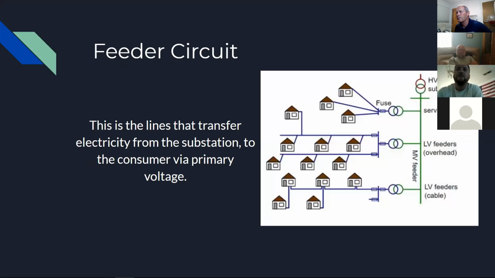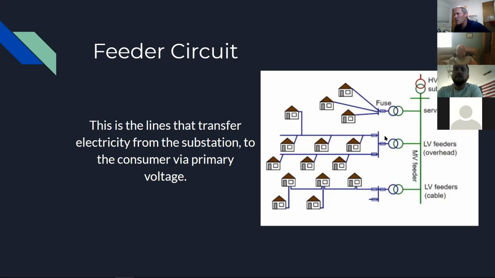And then you got your feeder circuit, which is the lines that transfer electricity from the substation to the consumer via primary voltage. Okay. Kind of like in your picture here, it's a little bit different from what I would typically see. So you've got a high voltage, medium voltage substation, and you're going out of that substation with your feeder line. You can have service drops off your feeder line if you have transformation, or you can have fused tap lines that go to houses, or you can have low voltage overhead.